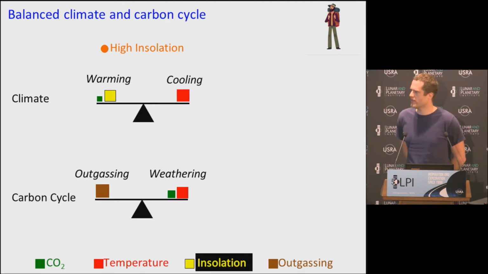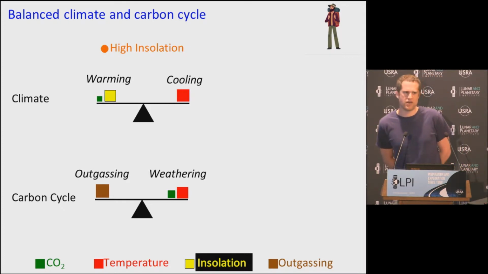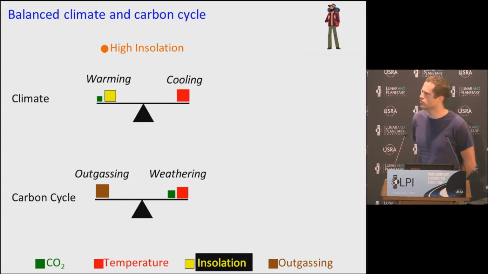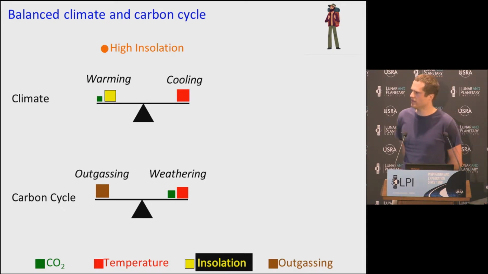For the carbon cycle, we have an outgassing term, which is that brown on the left, and that's being balanced by the CO2 weathering, which is dependent on both the CO2 and the temperature. So this is the setup we have with everything balanced for a high insolation planet.